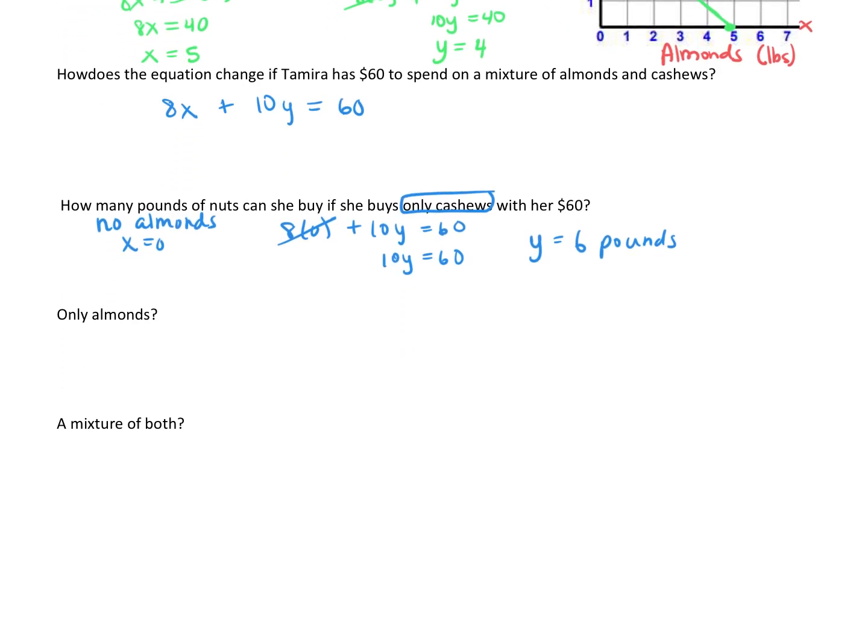What if she buys only almonds? That means she's not buying any cashews. So no cashews. Cashews are represented by y, so we would let our y equal 0. So 8x plus 10 times 0 equals 60. 10 times 0 simplifies away. We are left with 8x equal to 60. Divide both sides by 8. It doesn't divide evenly. We do get a decimal, but it's just a 7.5. So she can buy 7.5 pounds of almonds if she buys no cashews.